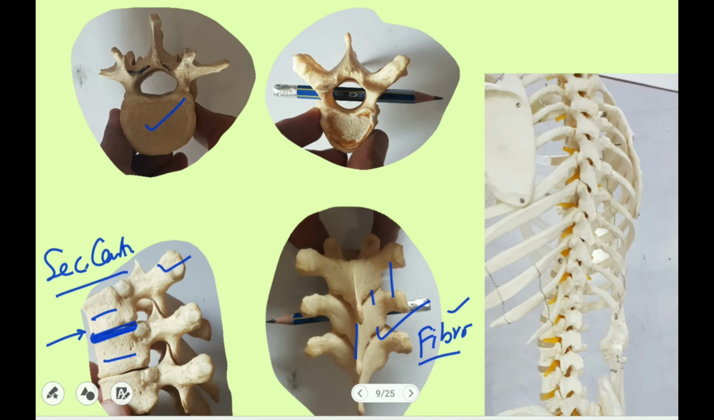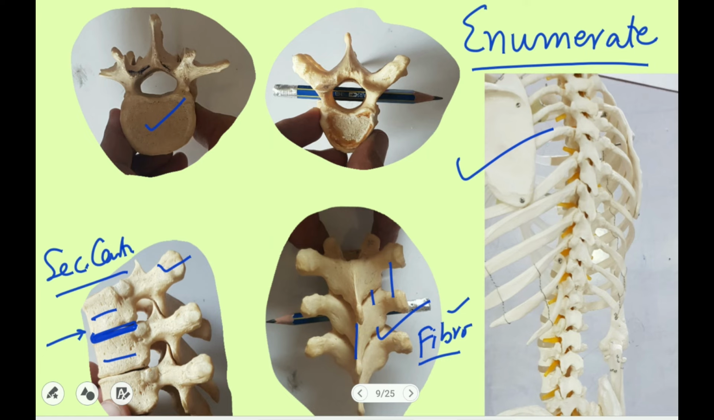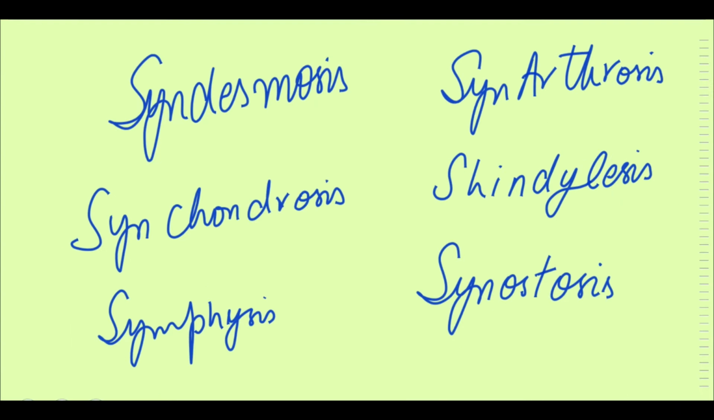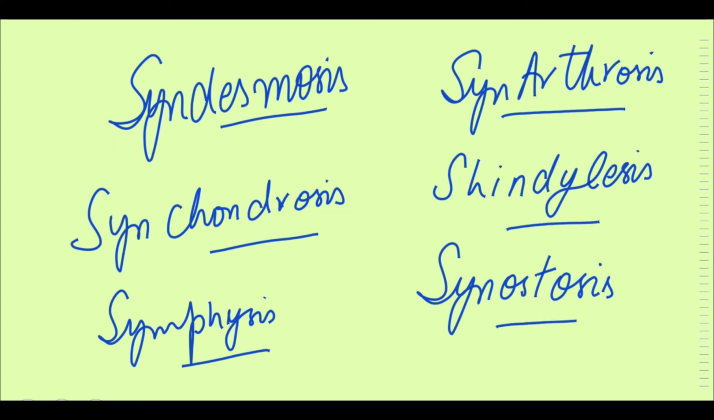Students are frequently asked in the viva, enumerate the joints between the two vertebrae, and they get confused or they just tell one or two types of joint. Keep in mind, you can demonstrate all the types of joint between the vertebra. These are the confusing terms. Look at these terms: syndesmosis, synchondrosis, symphysis, synarthrosis, sphenoid, synostosis. These can be confusing terms at the end of your chapter.